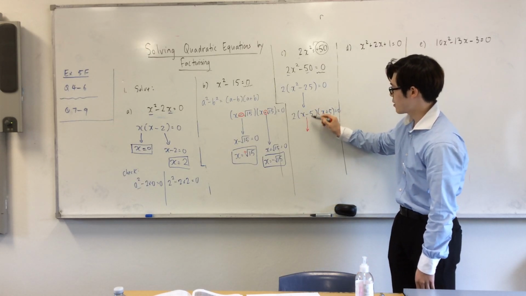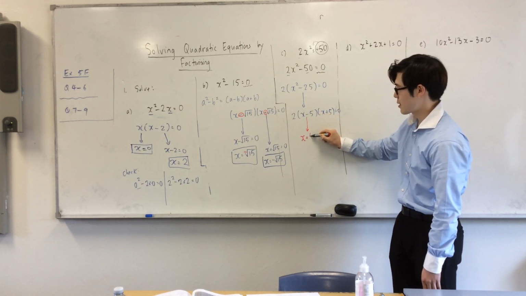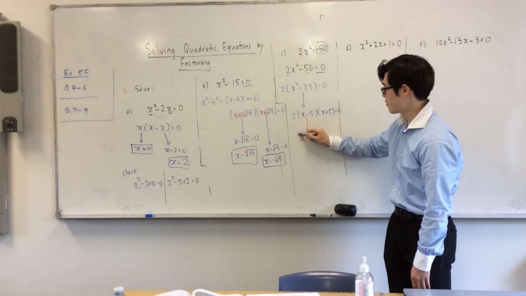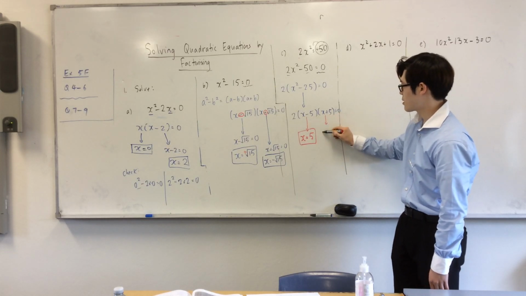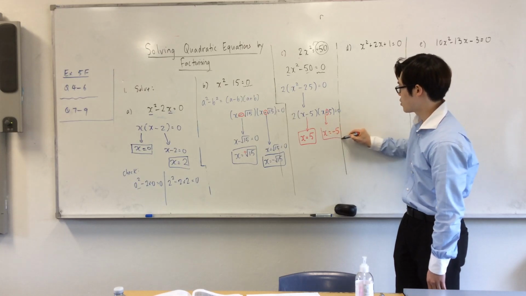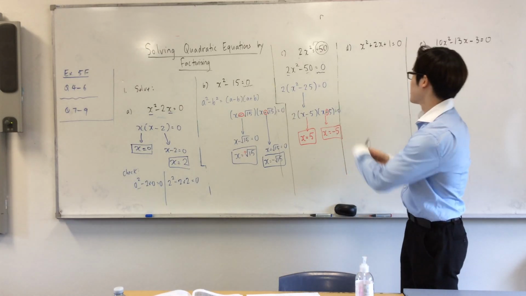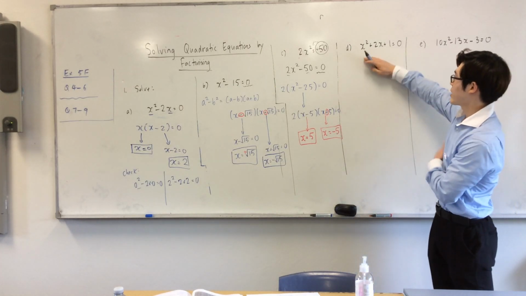In your first bracket, the opposite of minus 5 is plus 5. So your first answer is x equals to plus 5. And here, x is equal to, opposite of plus 5 is minus 5. So those two are your solutions here. Okay? So we're going to apply the same strategy here.